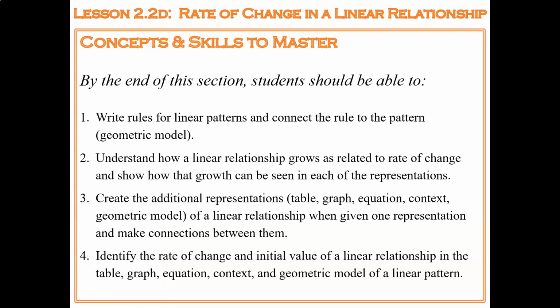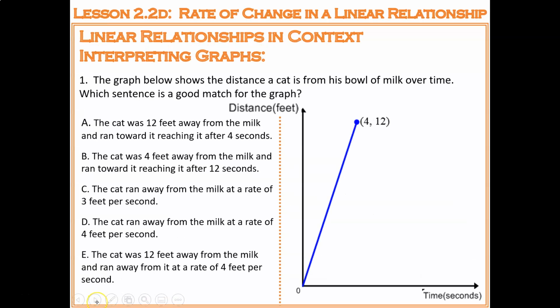Today we're going to do section 2.2D, which is rate of change in a linear relationship. You should be able to write rules for patterns. You should be able to understand how a relationship grows based on the rate of change. And we should be able to create tables, graphs, equations, geometric models, and identify the rate of change and initial value from those.